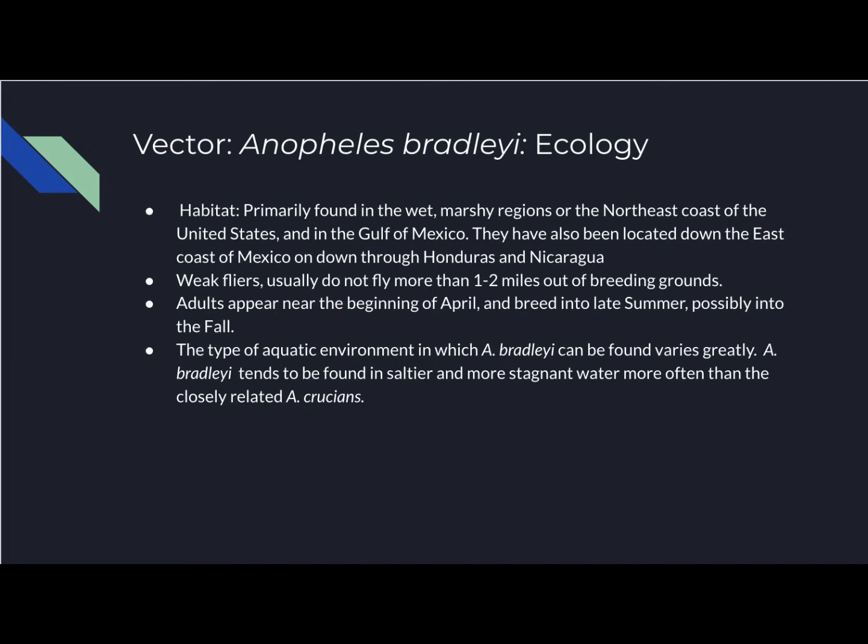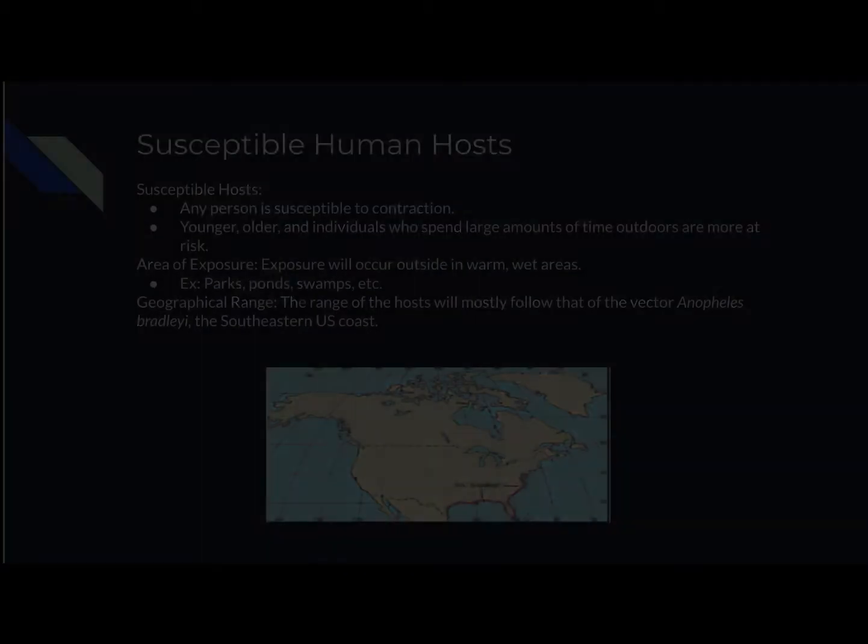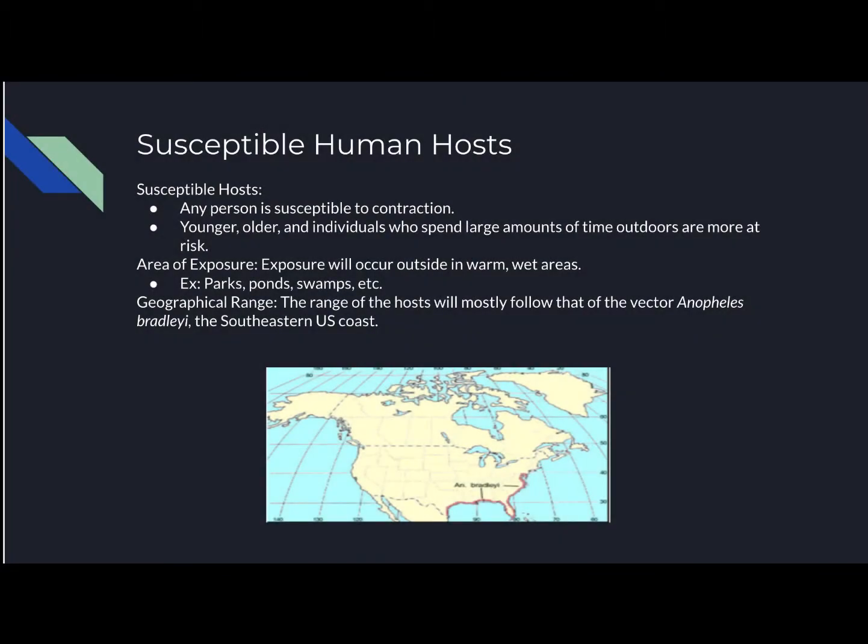Anopheles bradleyi breed in many different environments. Unlike Anopheles crucians, Anopheles bradleyi larvae can survive in salty, stagnant water. People of any age or background can contract Blumkin's disease. However, some individuals are at an increased risk to develop the disease. Younger or much older individuals have a greater chance of becoming a host because of their weaker immune systems.